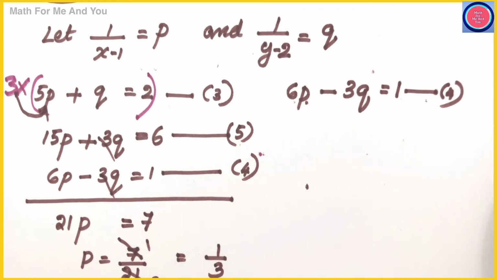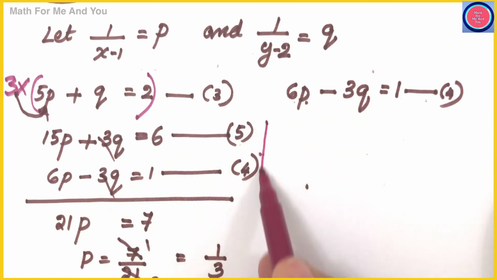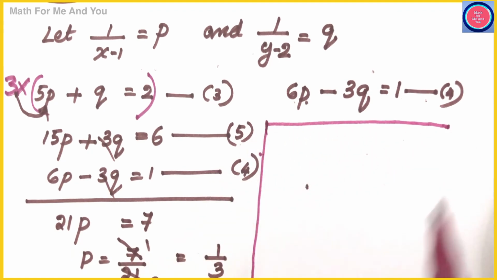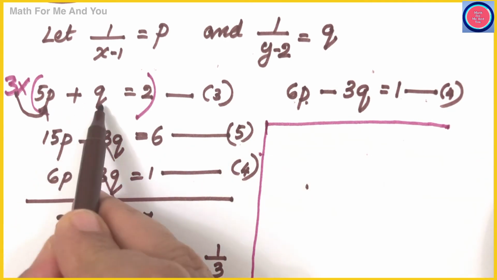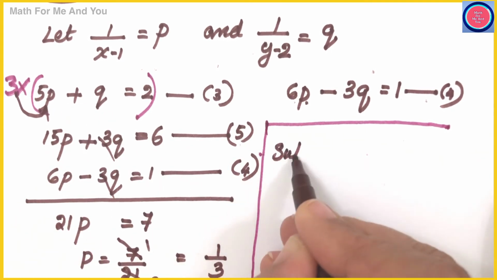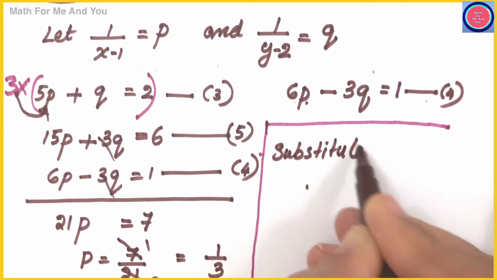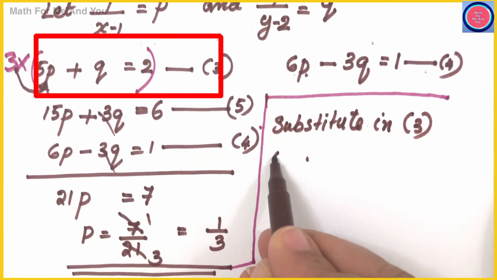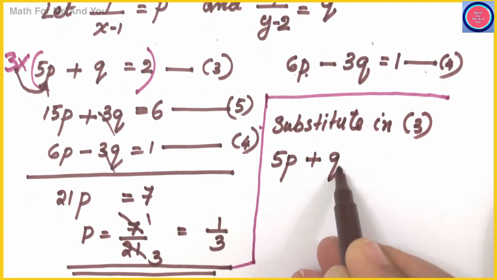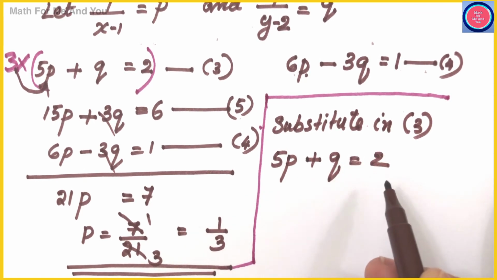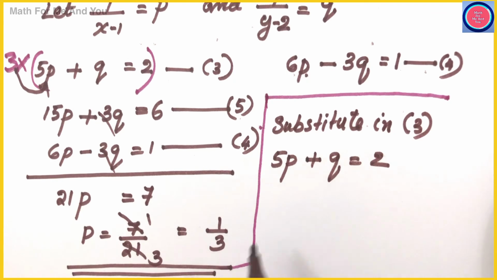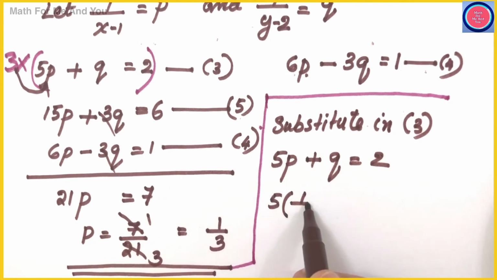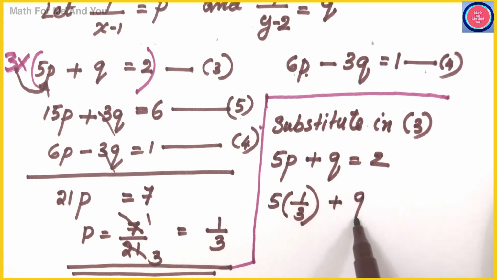What next? We will find the value of q. Substitute in any of these equations and find the value of q. We will look at which equation is easier. Yes, we can substitute in equation number 3. So we are going to substitute the value of p in equation number 3. What is equation number 3? 5p plus q equals 2. What is p? It is 1 over 3. Okay, put the value over there. 5 times 1 over 3 plus q equals 2.